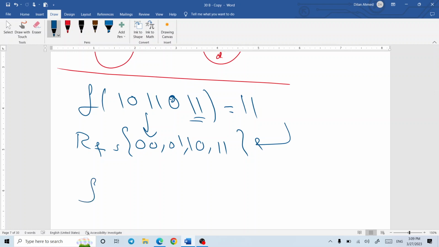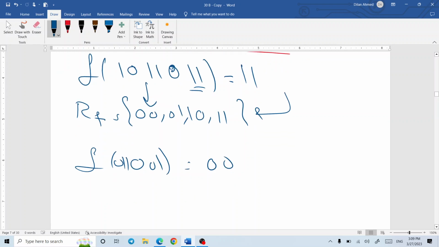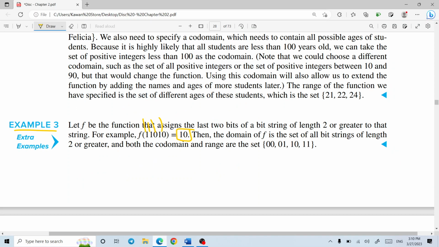So, for example, if I put 0, 0, I'll get what? 0, 0. If I have 1, 0, 0, also I'll get 0, 0. If I have 0, 1, the same. Am I right? How about if I change that one to 1, I'll get 0, 1. How about that one? I'll get 1, 0. How about 1, 1? I'll get 1, and that's all that I'll get. Understood? So the range is something that you will get, not that you will have.